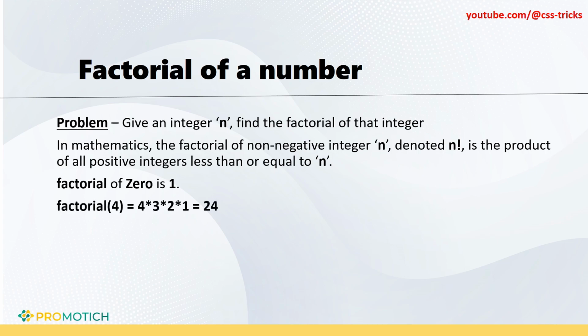For example, factorial of 4 is going to be equal to 4 times 3 times 2 times 1, which is 24. Similarly, factorial of 5 is 5 multiplied by 4, 3, 2 and 1, which is 120. So, if you understood the problem statement, please pause the video and try to solve the problem.